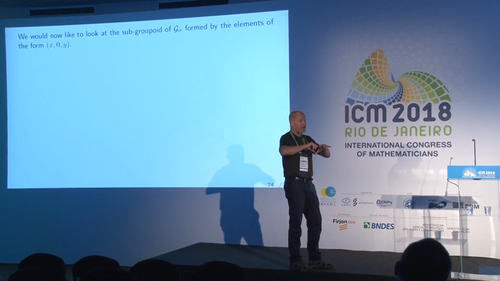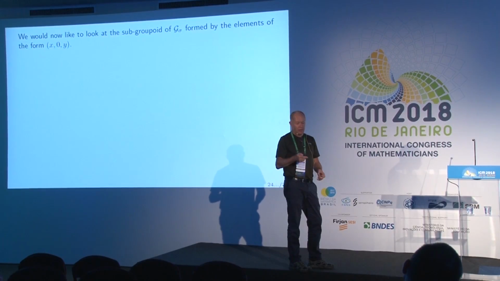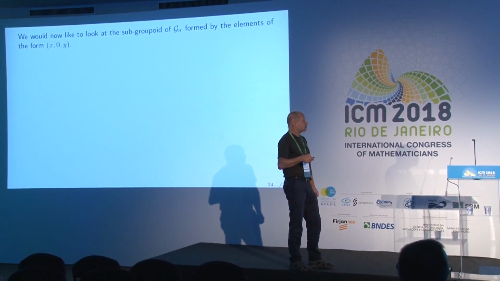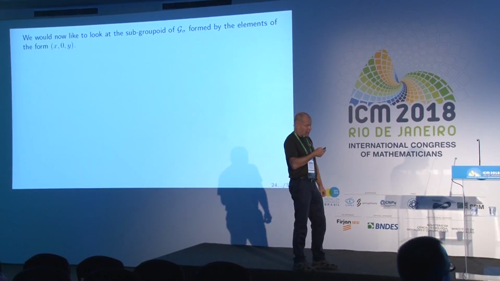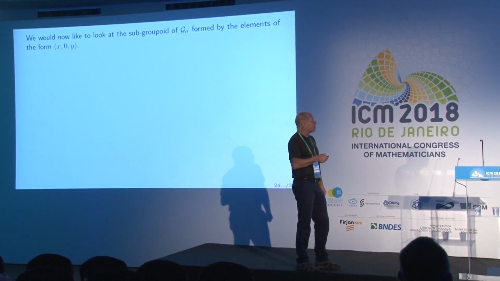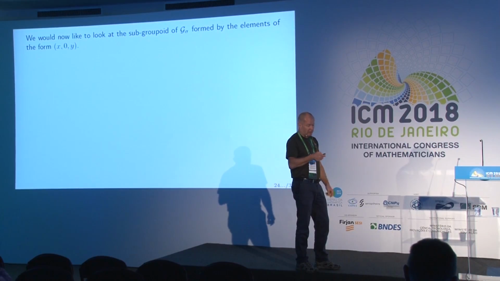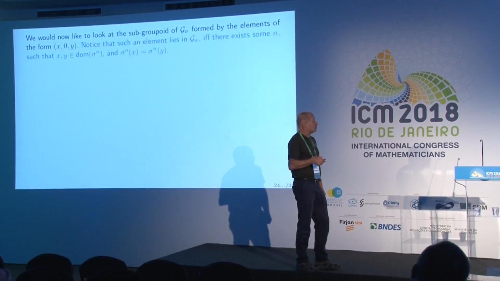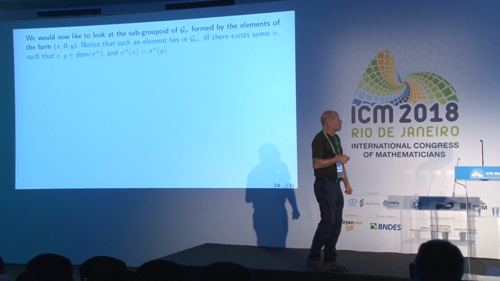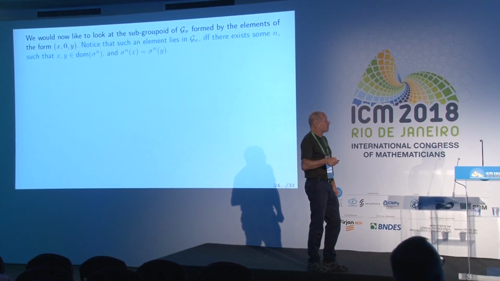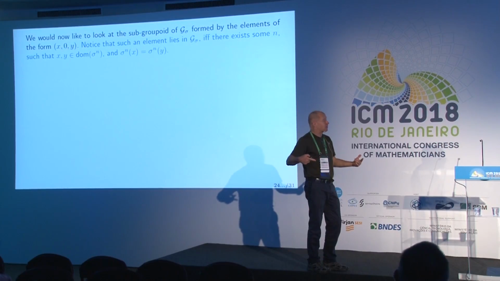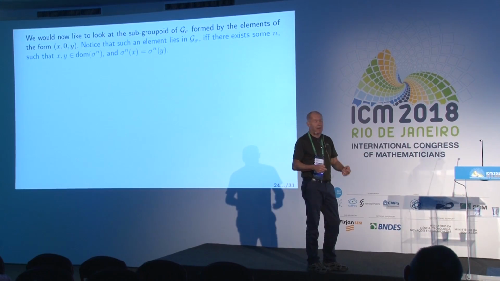And this was regarding the entire Renault-Deaconu groupoid. Now, the Renault-Deaconu groupoid, if you remember right, was the set of all triples which had an integer number in the middle. So I want to look at the subgroupoid formed by the triples which have a 0 in the middle. So an element of the form (x,y,0) is in that subgroupoid only if y and x have the same image under the same power of sigma.